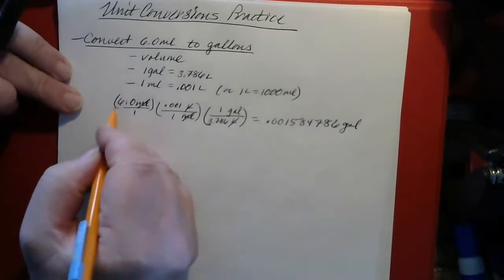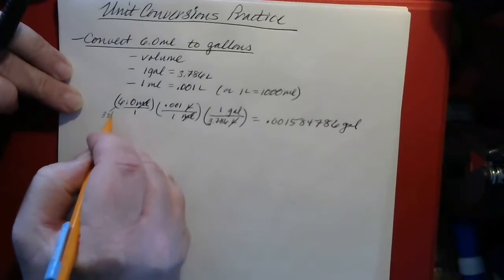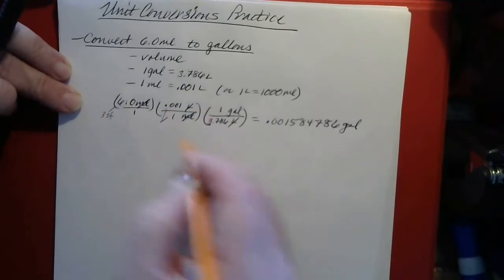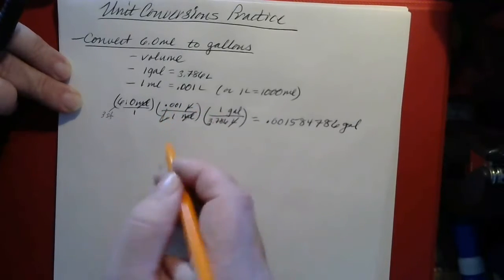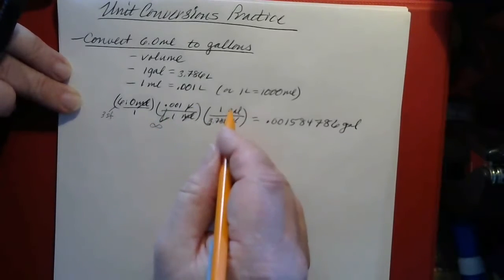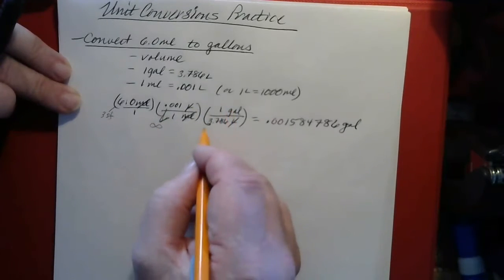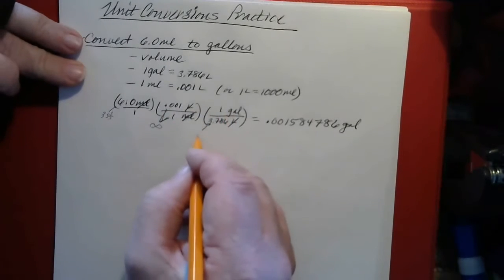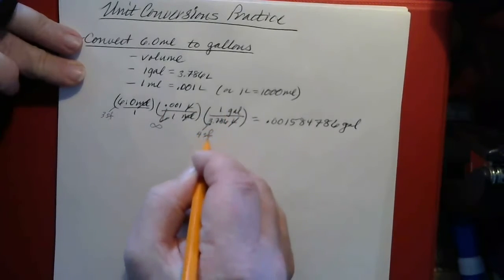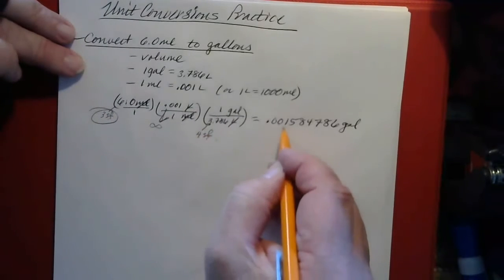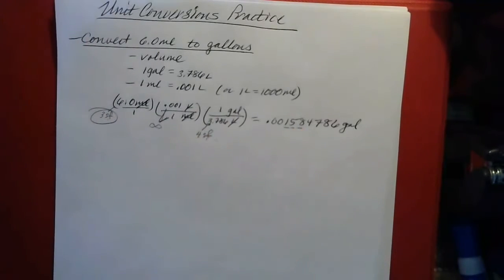6.0 has 2. The 0.001, well, actually 0.001 and the 1, that is a conversion within the metric system, so that's infinite. Gallons to liters, though, that is between the English and metric systems, so that's not infinite. That's going to be 4 significant figures. So it looks like 3 it is. That means the 1 and the 5 and the 8 are significant.